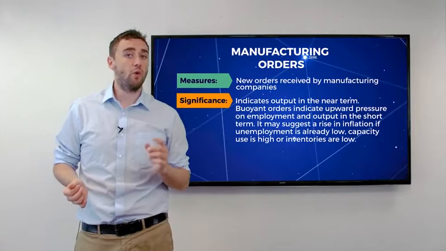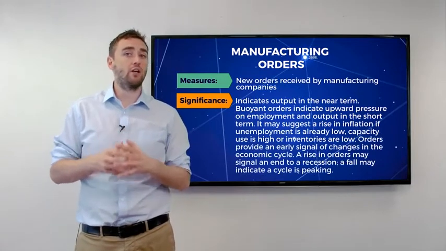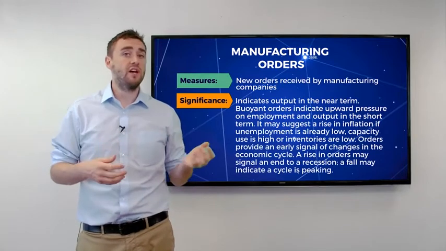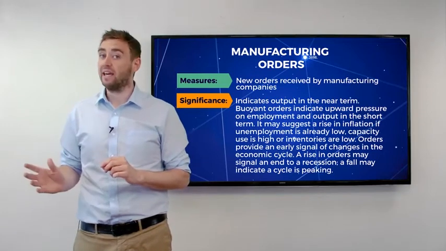Capacity use is high or inventories are low as well. Orders provide an early signal of changes in the economic cycle. A rise in orders may signal an end to a recession. A fall may indicate a cycle is peaking.